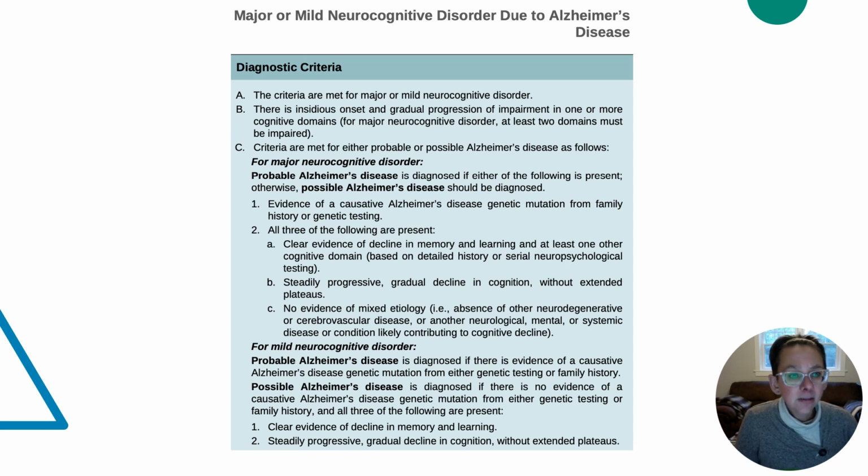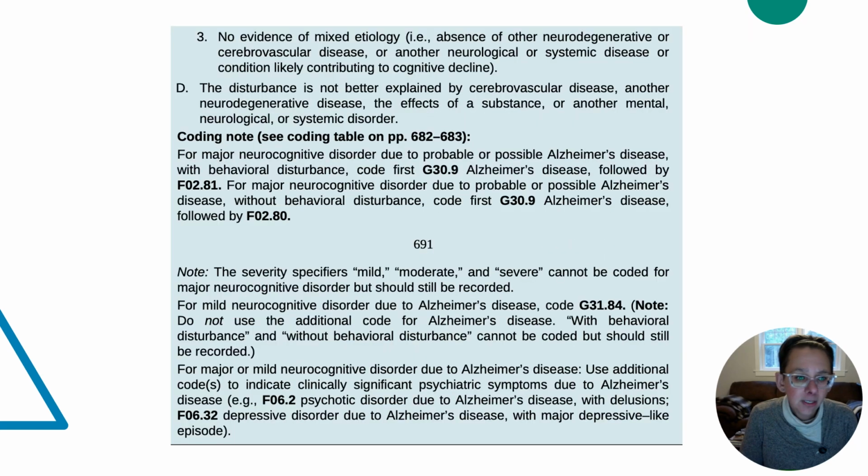And then here's major or mild neurocognitive disorder due to Alzheimer's disease. So you can code if it's probable Alzheimer's disease or possible Alzheimer's disease. Again, you're going to be in communication. You're not the one diagnosing Alzheimer's disease. Get the neurologist on board and figure out if you guys want to go with this. Additional coding.